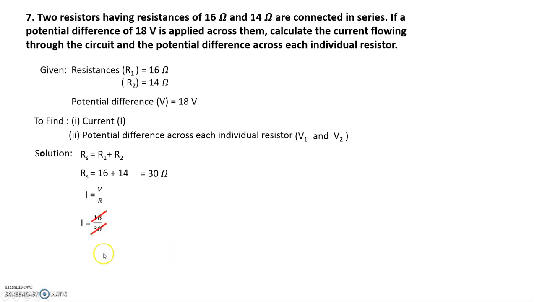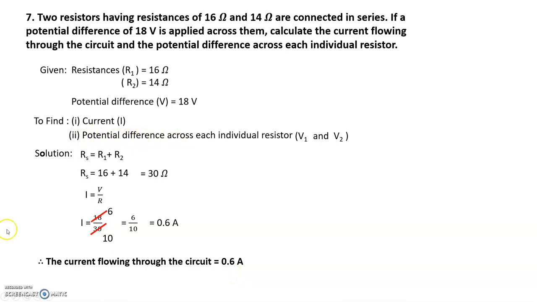And we can reduce it. Both the numbers go in the table of 6, I know, but if you reduce it by 3, you will have 10 in the denominator. So 6 upon 10. You may do it as you feel. So 6 upon 10 will be just 0.6, because you have to just count the zeros in the denominator and place a decimal point in the numerator. That will be 0.6 ampere. So the first part of the sum, current flowing through the circuit, is 0.6 ampere.